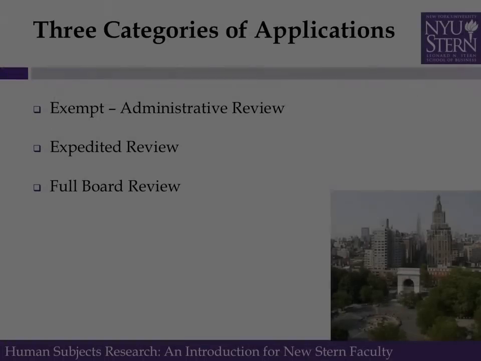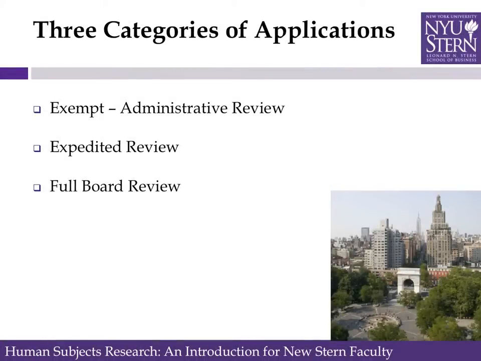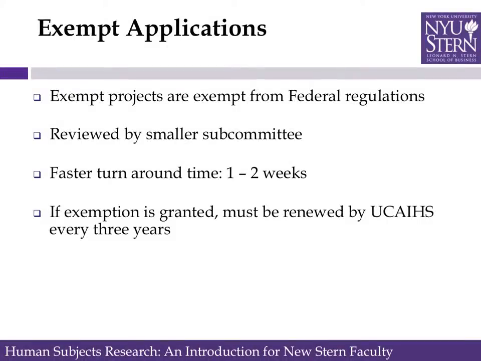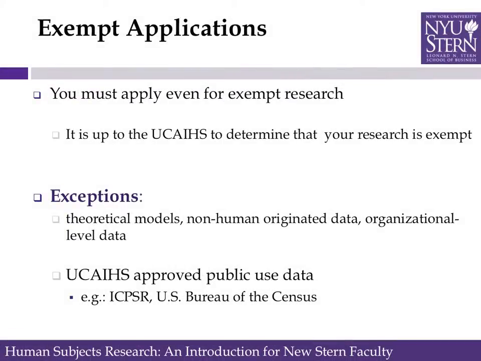There are 3 categories for research: exempt, expedited, and full board. Exempt projects are exempt from federal regulations, and this is decided fairly quickly. Now, even if exemption is granted, it has to be renewed every 3 years. It's important to remember that you need to apply to the IRB even for exempt research, and it's up to the IRB to determine if your research is exempt, not up to you. Now, there are a few exceptions. If you're using data that doesn't come from humans, if you're using organizational level data, if you're using certain types of data that are what are called approved public use data, then you don't have to apply. But you need to find out what those types of data are.